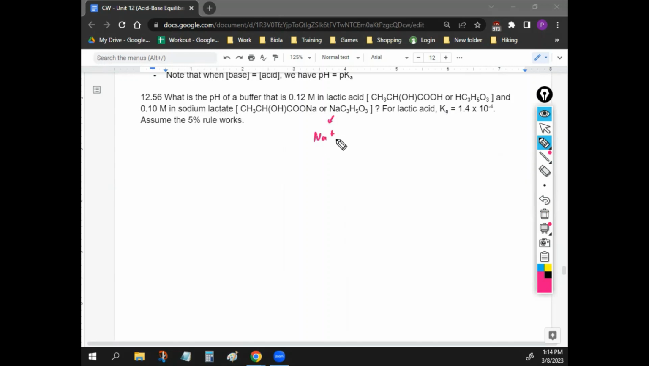The key thing to note is that if sodium lactate is 0.1 molarity, what's going to be the concentration of Na plus that comes out of it? 0.1 molarity. And then what's going to be the concentration of the anion? Same thing, because this dissociates completely. And again, it's because it is a strong electrolyte.